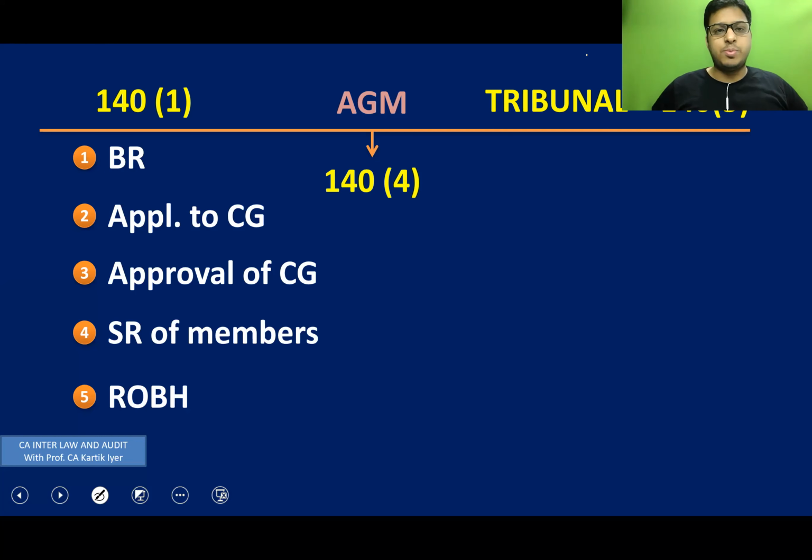Now let's get into the next part, and that is in relation to the removal of auditor, section number 140. As you know, section 140 has subsection 1, subsection 4, and subsection 5, which are the important subsections. Subsection 1 we have done in the class. This is where the auditor is removed in the middle of his tenure. Subsection 4 is when the auditor is removed at the end of the tenure, and in his place we are going to appoint a new auditor. And the next is the auditor is removed by the tribunal.